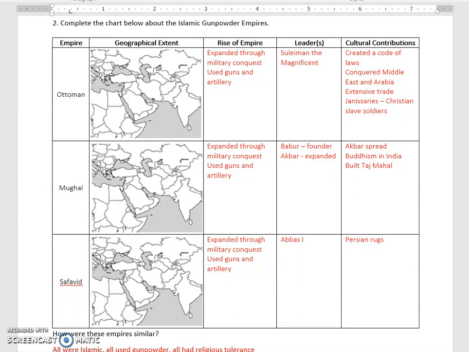Sometimes he's called Suleiman the Lawgiver. And in this empire, Suleiman created a code of laws. He's also responsible for conquering the Middle East and Arabia. The Ottoman Empire is known for lots of trade, especially along the Silk Road that ran through the empire. They also had the Janissaries, the slave Christians who became personal soldiers of the Sultan, the leader.